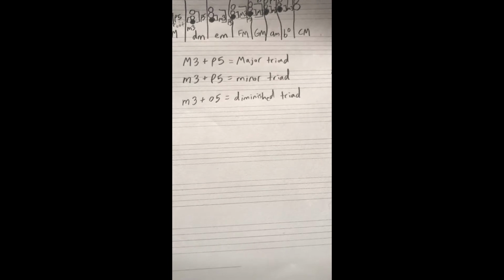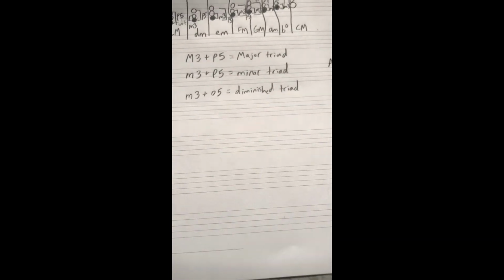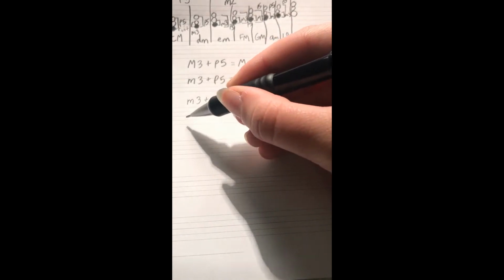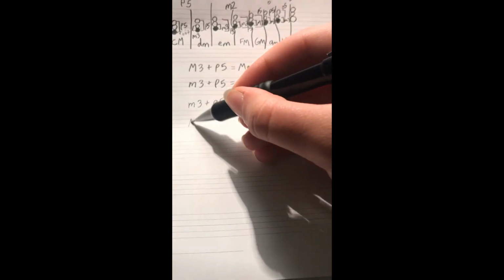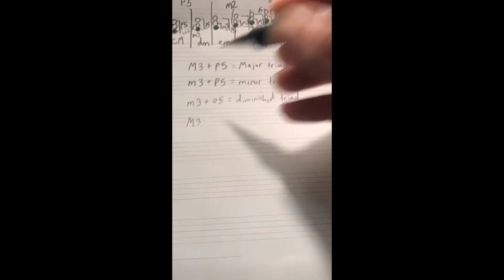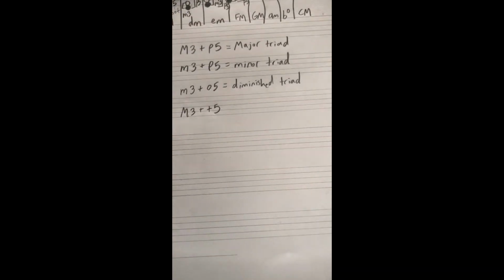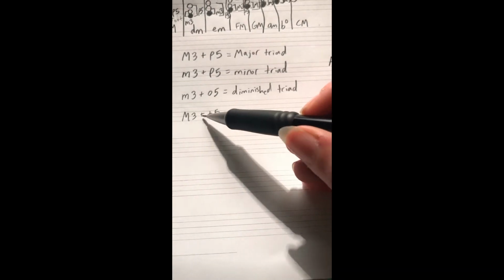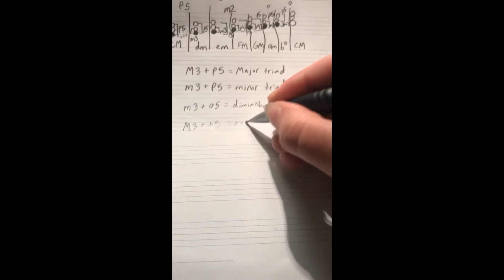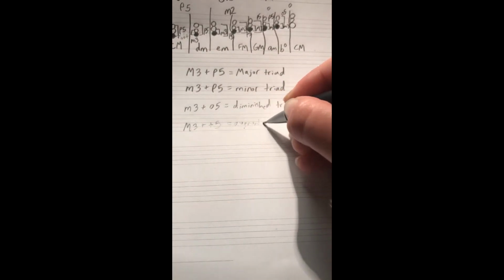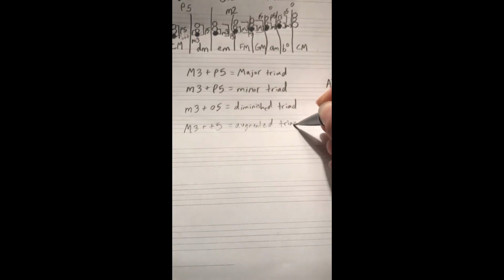And just so you guys know what an augmented would look like, it'd be a major third with an augmented fifth. That's what the plus is. So I see why there's two pluses here, just don't get confused by that. But anyway, this is going to be an augmented triad.